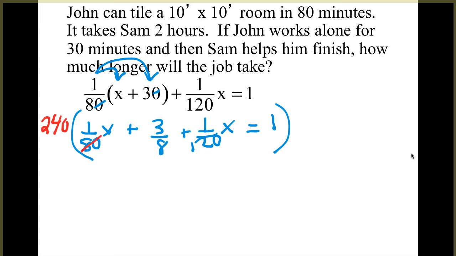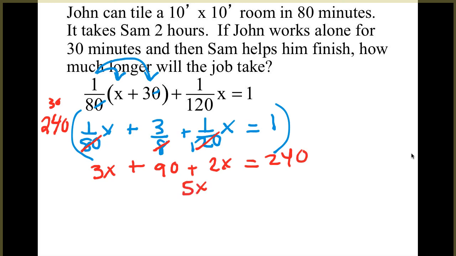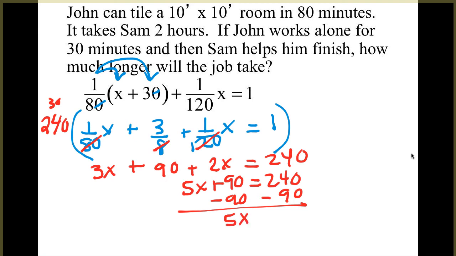So now what I get is a 3x plus, this goes 30 times. When I cancel it out, 30 times 3 is 90, plus 2x equals 240. Combine my like terms, 5x plus 90 equals 240. Subtract 90. I'm left with 5x equals 150. Divide by 5. And x is equal to 30. Now what does that mean?